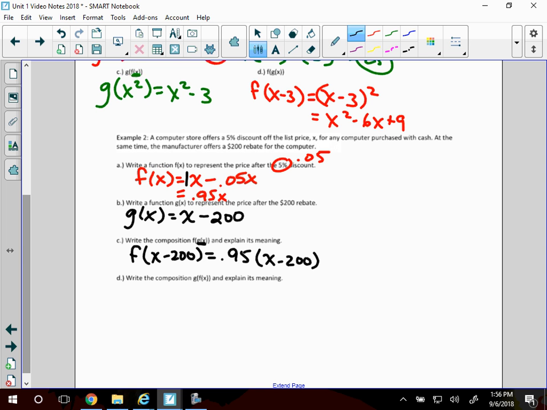Okay. So this composition means that I will first get the $200 rebate, and then get the 5% discount.